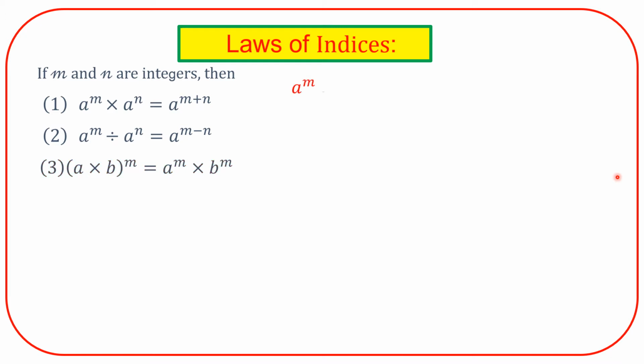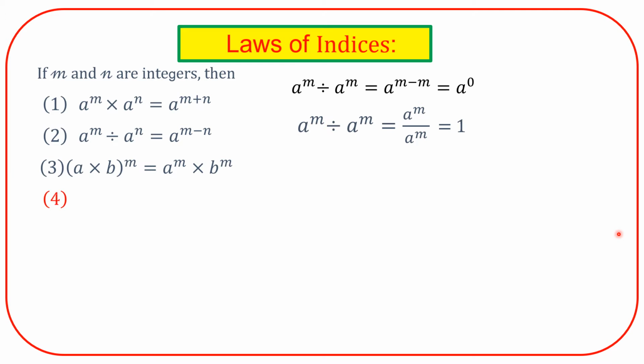Before going to the fourth, here a raised to m divided by a raised to m. That means a raised to m minus m becomes a raised to 0. A raised to m divided by a raised to m, we write in division form. In the numerator a raised to m, in the denominator a raised to m. Numerator and denominator are the same, therefore the answer is 1. From this, we write down a raised to 0 is equal to 1.